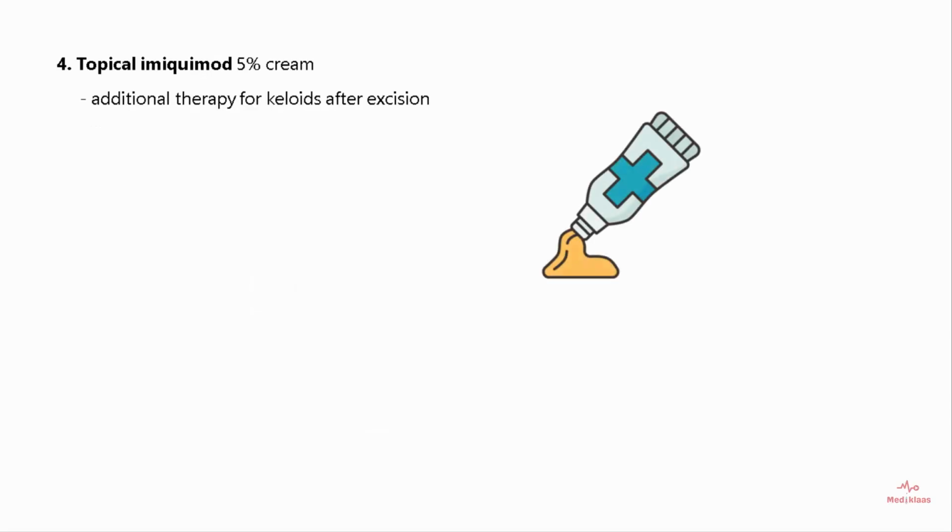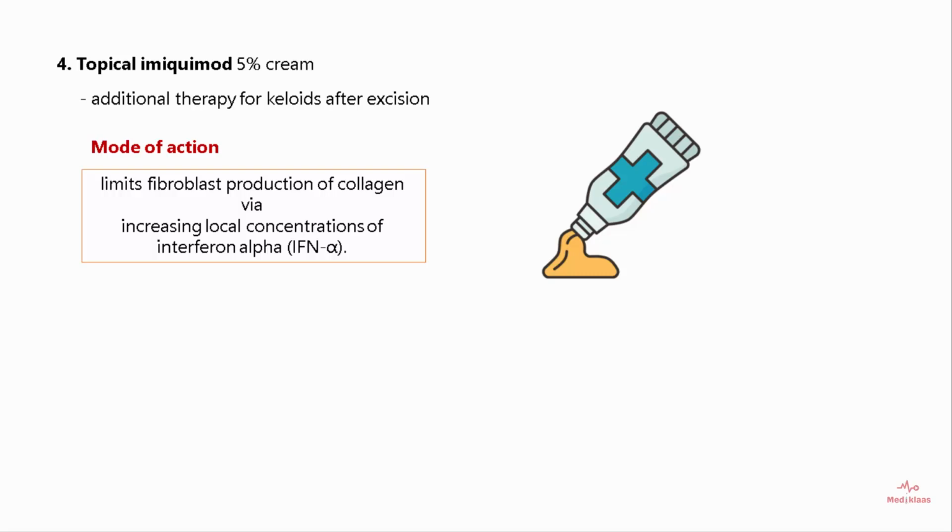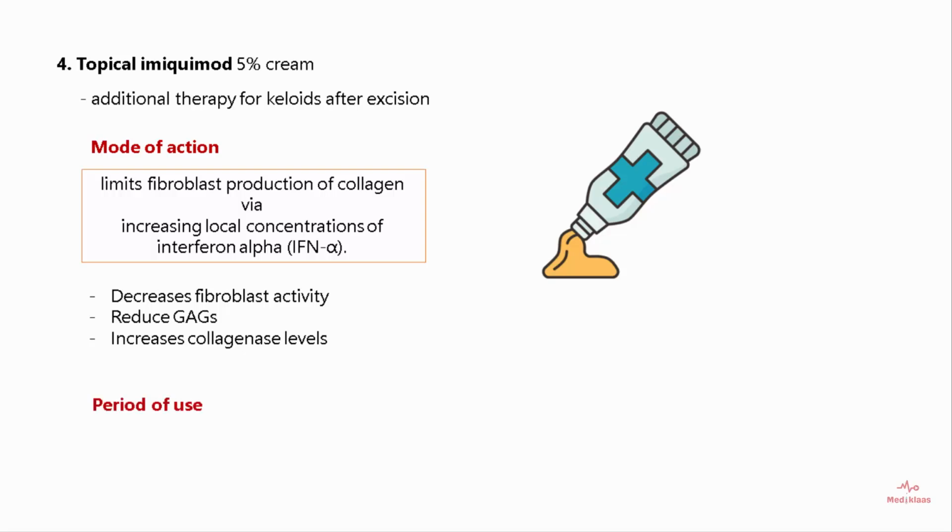Topical application of imiquimod 5% cream. It is an additional therapy for keloid after surgical excision. It limits fibroblast production of collagen via the increased local concentrations of interferon alpha. This reduces the fibroblast activity, reduces the glycosaminoglycans content, and increases collagenase levels, causing collagen breakdown. It should be used daily as a topical application for 20 to 24 weeks.